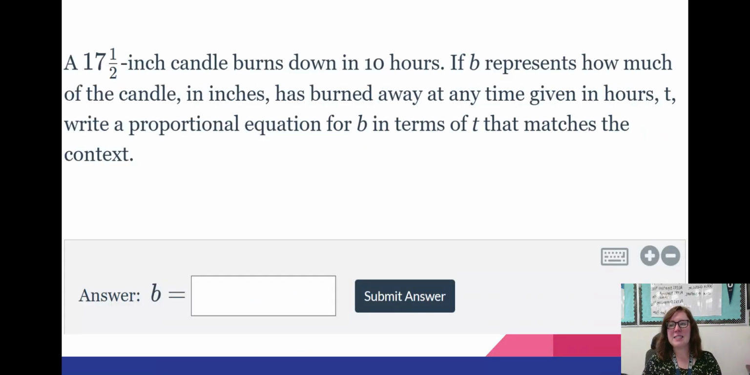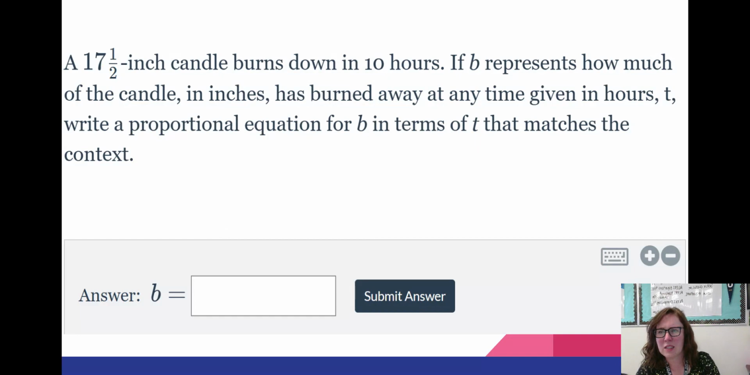Okay. A 7.5 inch candle burns down in 10 hours. If B represents how much of the candle in inches has burned away at any given time in hours T, write a proportional equation for B in terms of T that matches the context. Okay, that's a lot of crazy vocabulary. All they really mean is, write an equation so I can tell how far the candle might have burned.